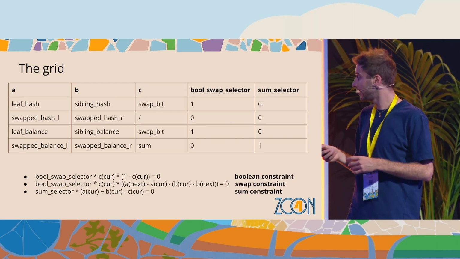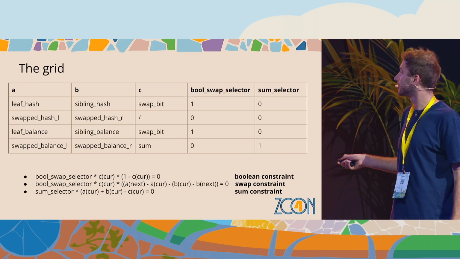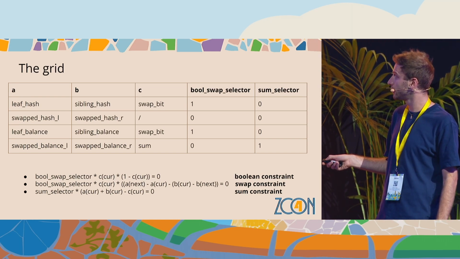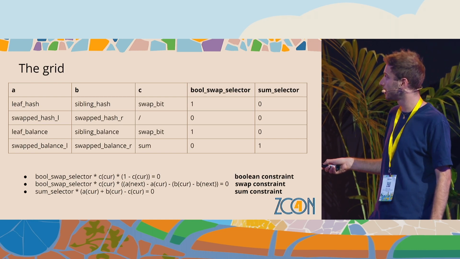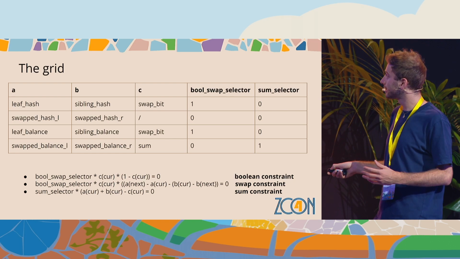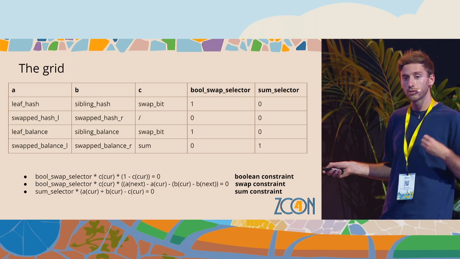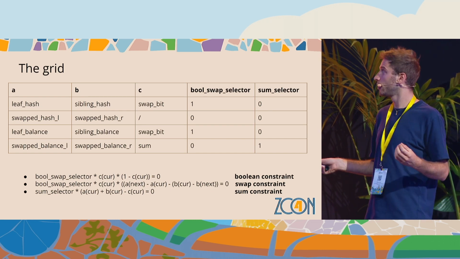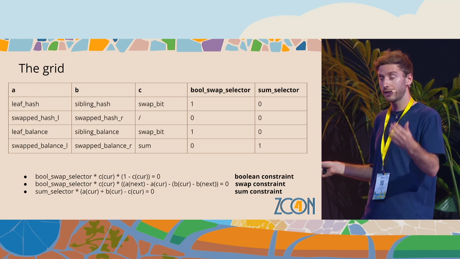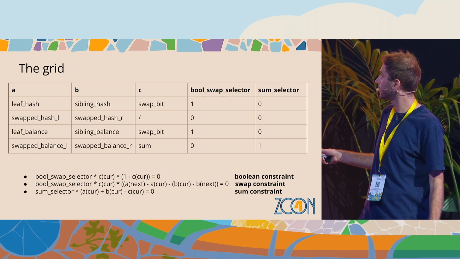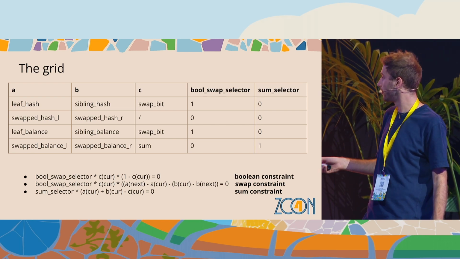And the last constraint is the sum constraint, which is the one that enforces that the sum of this value and this value is equal to sum. And again, this needs to be performed only at this row. So we need to tell the circuit somehow to enforce this constraint only at the specific row. In order to do that, we use the sum selector that is only activated at row 3.